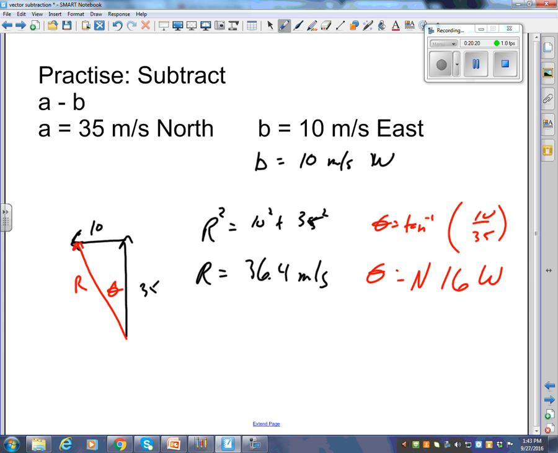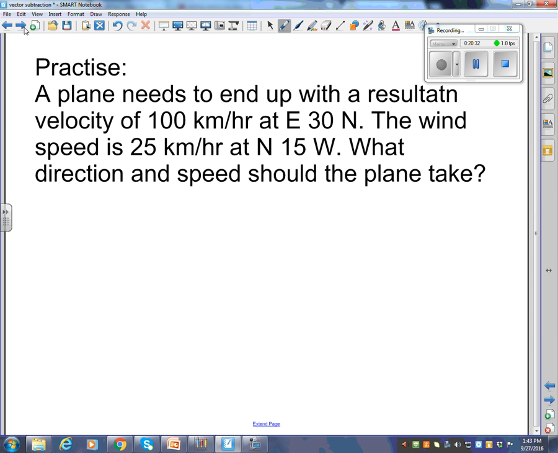Okay? Are you measuring? Did you take 10 squared plus 35 squared? Yeah? Okay, I'll come by in a second. Okay, try this one here.